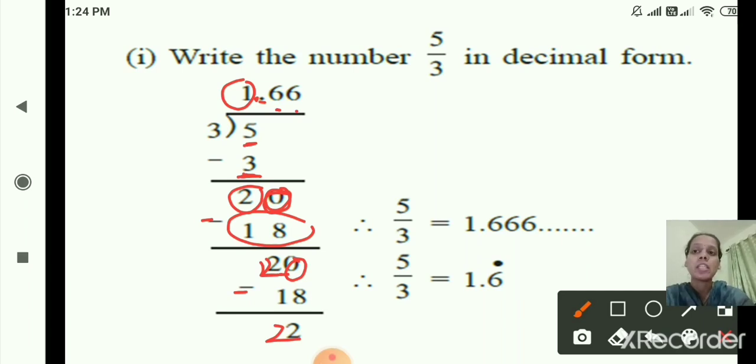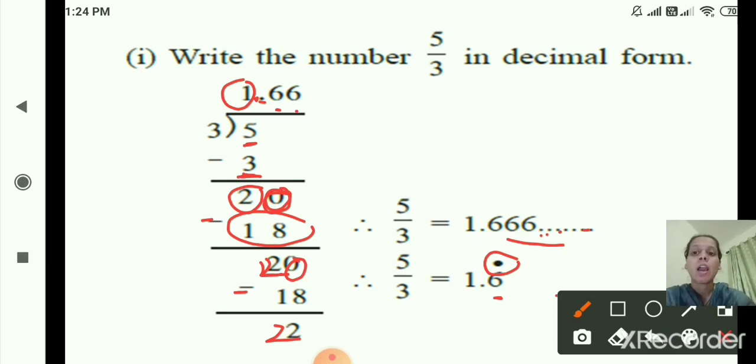So after the decimal point, as you can see, the digit 6 is repeatedly coming. It is continuously repeating. So in the answer, 5 upon 3 is equal to 1.666 and dot dot, which means the same, 1.6666. So in place of writing so many 6s, you will write 1.6 and above this 6 you will put a dot. This means this 6 is continuously repeating.